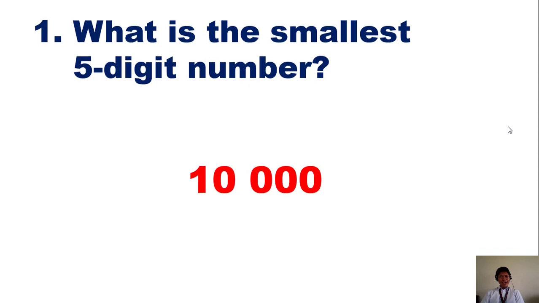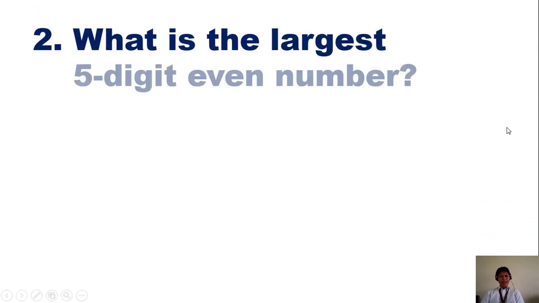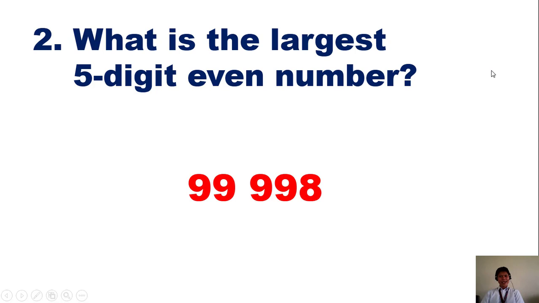Okay, try this one. What is the largest 5-digit even number? Start. Okay, the correct answer is 99,998. Okay, how did we do it? The same. 999, we start with the largest digit. But on the ones digit, you cannot write 9 because it is an even number. Okay, and the largest even number is 8.